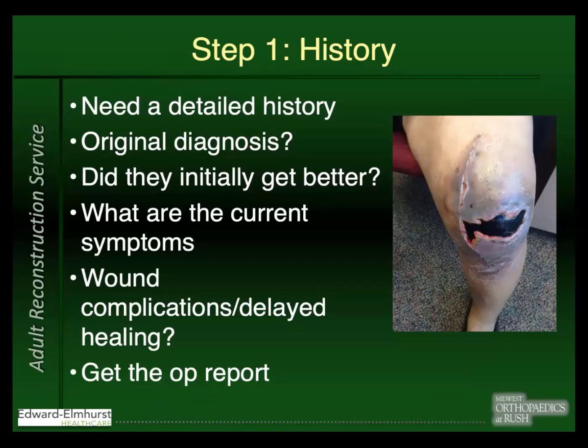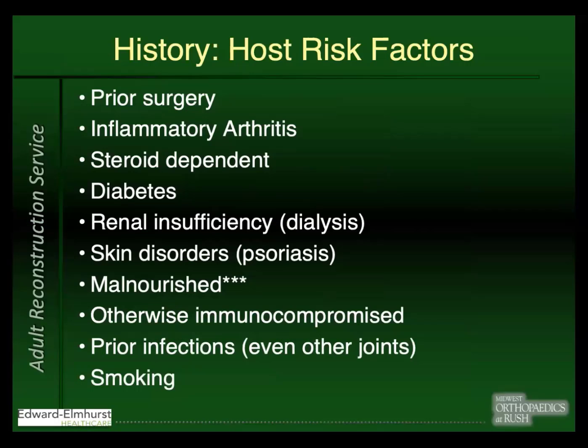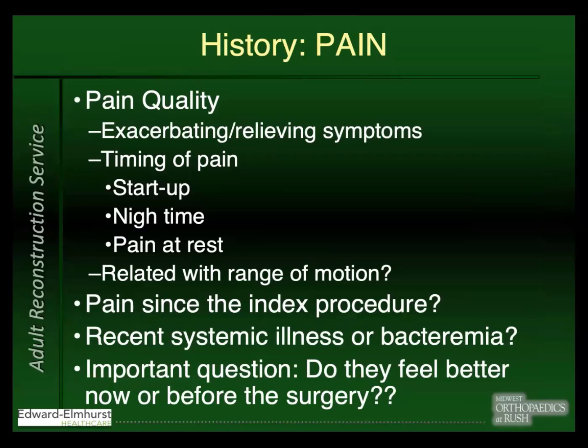But sometimes it's not so easy, and when it's not so easy, you need to start with your algorithm. You have to start with the history. So you need a detailed history, and then try to get the op report so you're sure you know what implants are in there. Then you want to find factors: prior surgery, inflammatory arthritis, diabetes, malnourishment. You really want to make sure that you vet all these so you can get the best outcome for your patient after revision.